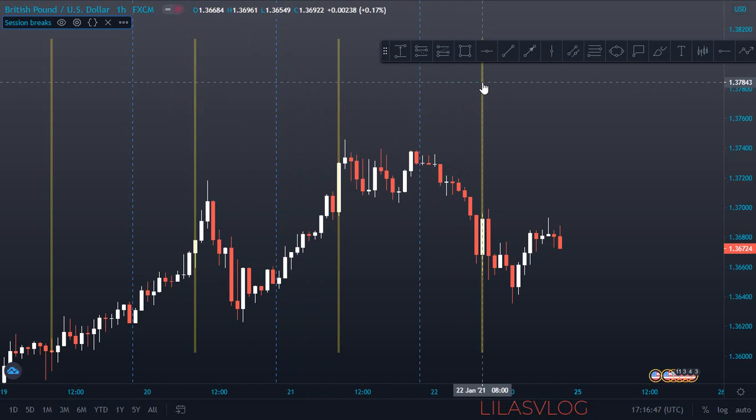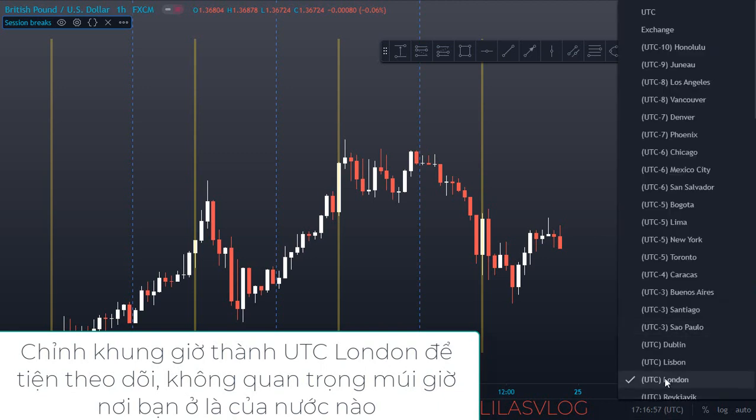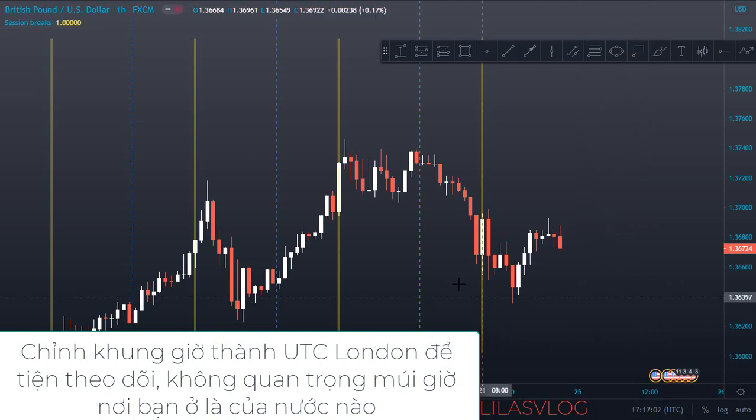It means each line is the beginning of the London session. So the time zone I have here is the London UTC. That means this chart is showing London time. It is 8 AM for the London session to start. So I need you to go to the 1 hour time frame every day at 7.